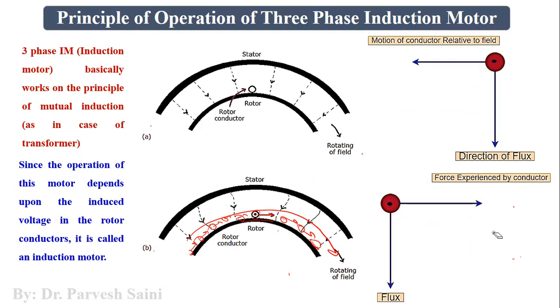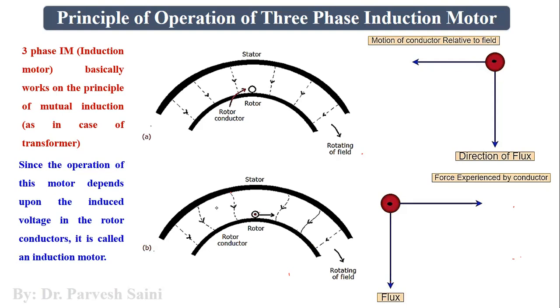And since this rotation has been achieved because of the induction principle or mutual induction, this motor is a self-starting motor. As soon as the three-phase rotating flux is developed in the air gap, it starts cutting the stationary conductors placed on the rotor. The conductors are connected, shorted using end rings.